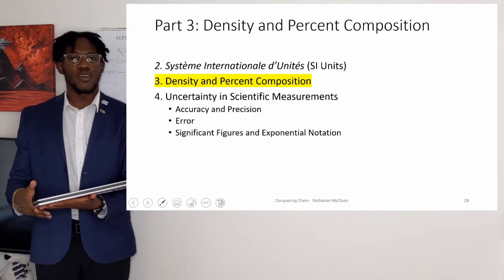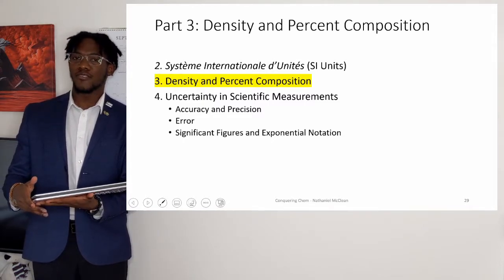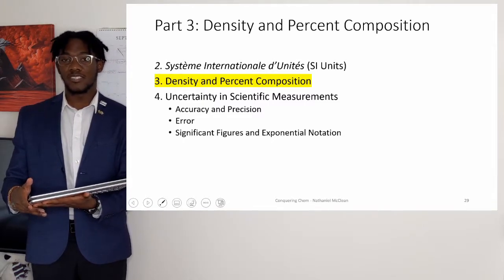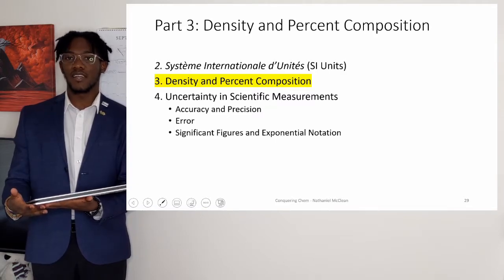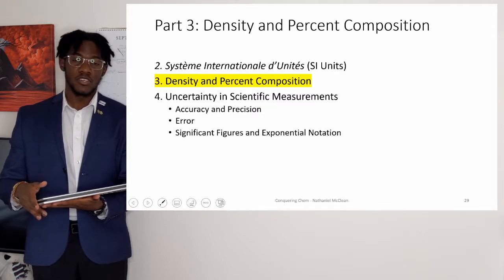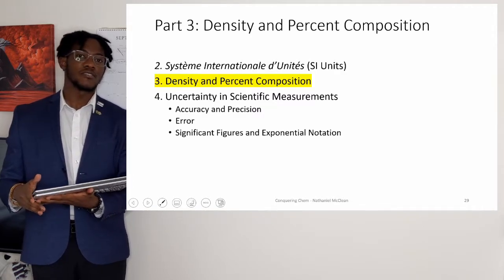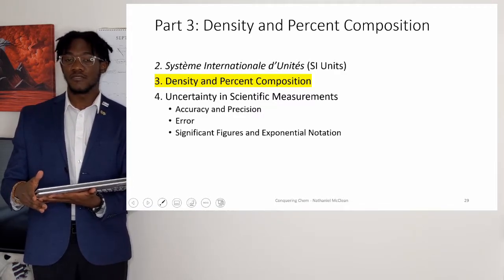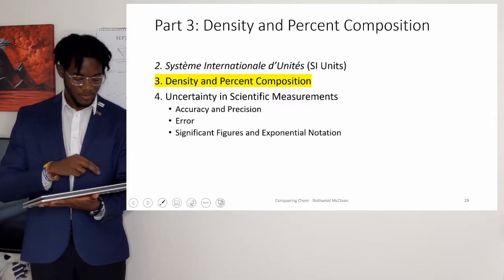Last time we did parts 1 and 2, which was about matter and its properties, as well as SI units and dimensional analysis. In this part, we will go through density and percent composition, and also go through some of the calculations that will help you for questions in the future relating to these topics.